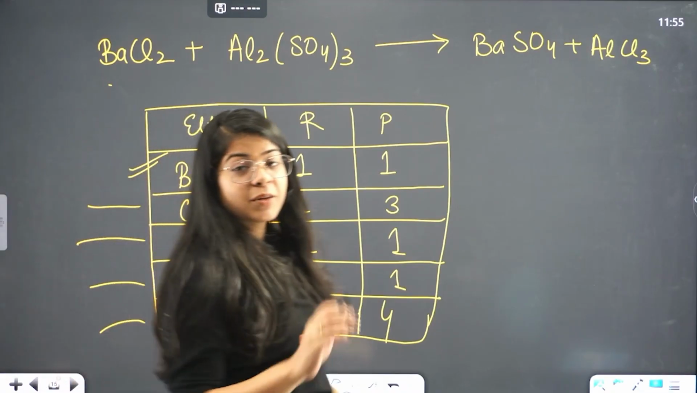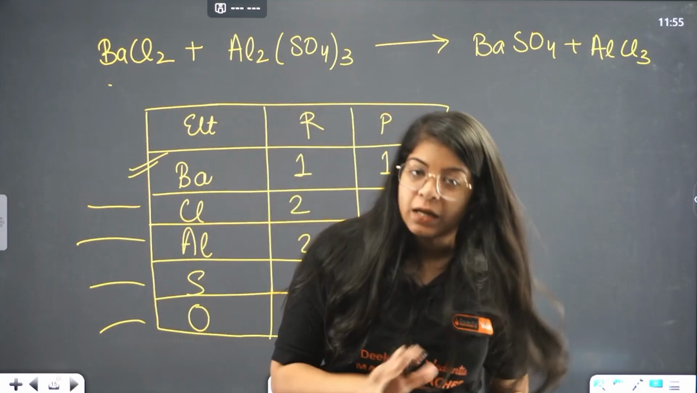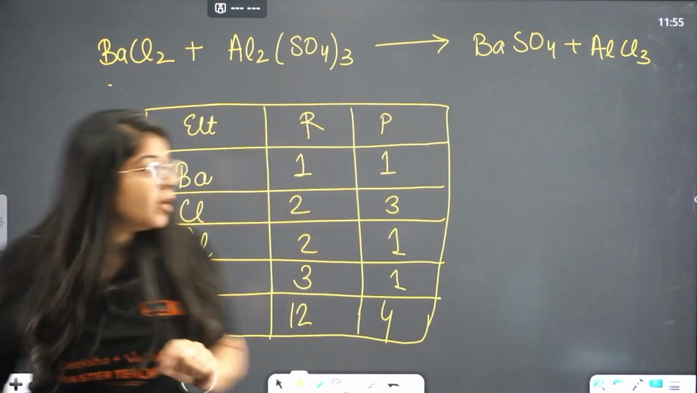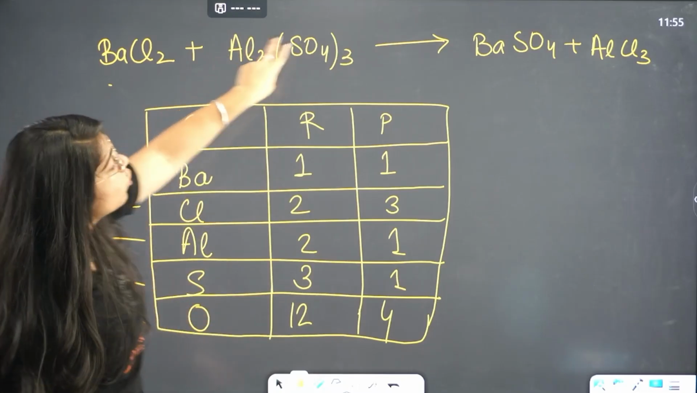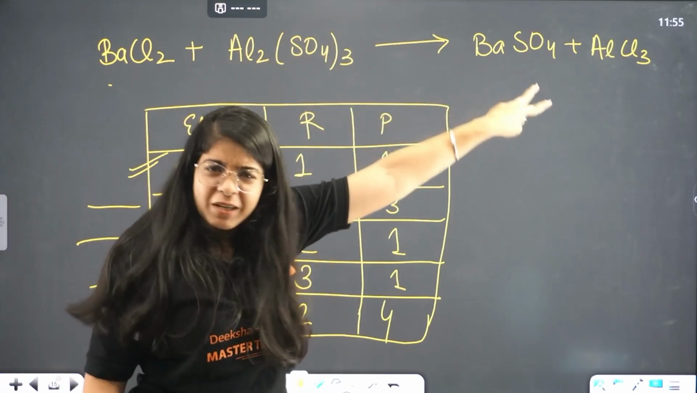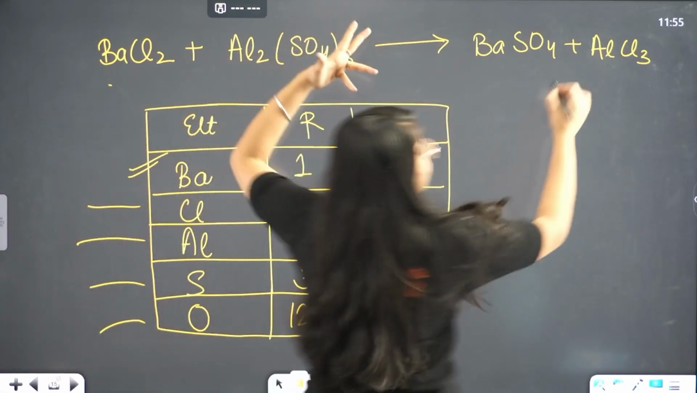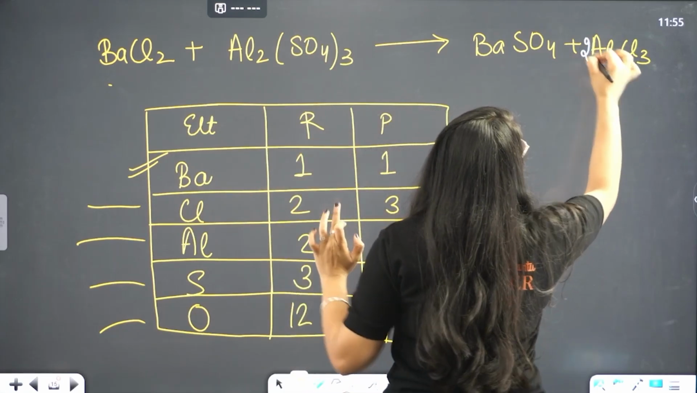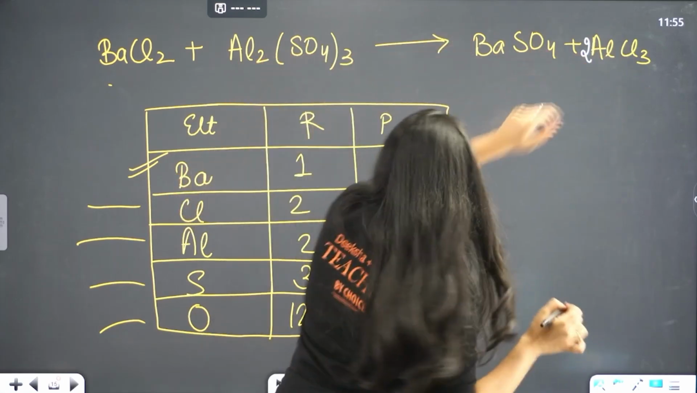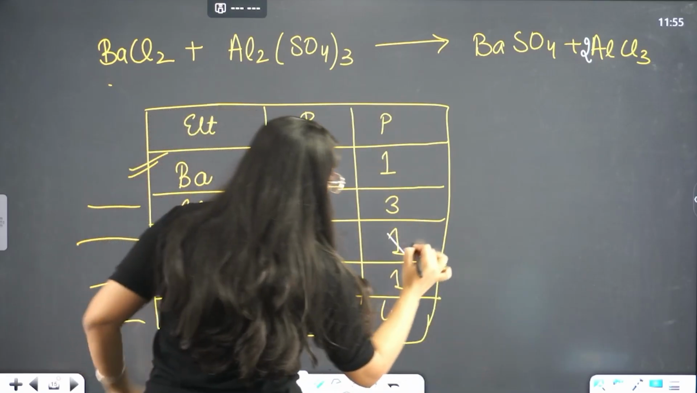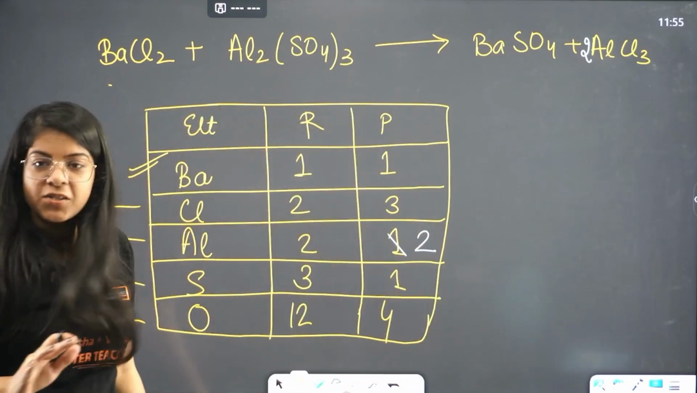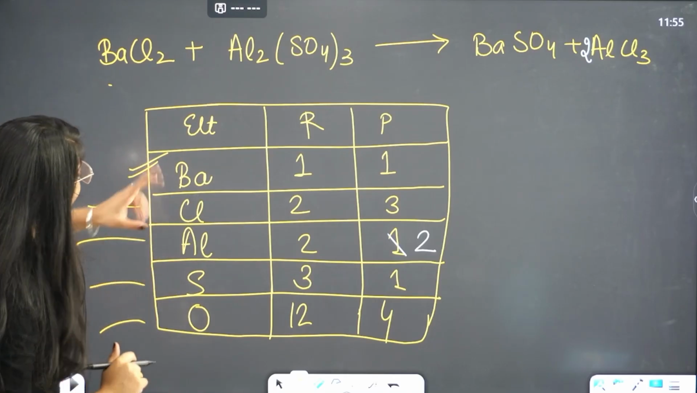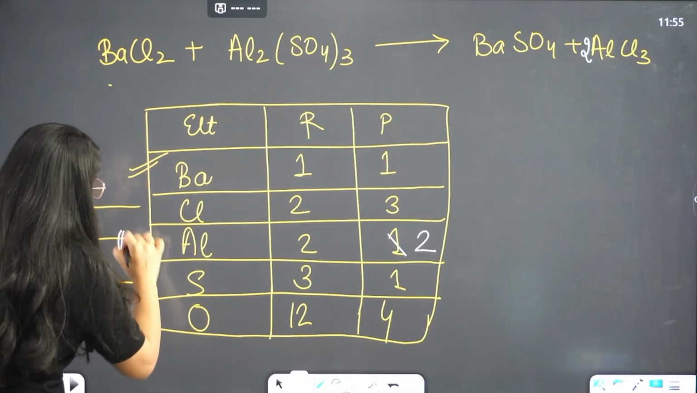What will we start with? We'll start with metal. Barium is already balanced. We'll move to aluminium. Now aluminium, see, Al is 2 on one side, Al only 1 on the other, so I'll multiply there with 2. It will balance, right? Now Al is 2, Al is 2. Balanced, understood. Okay.